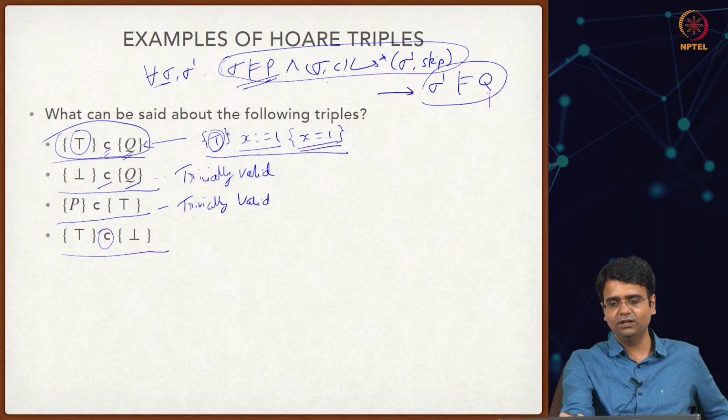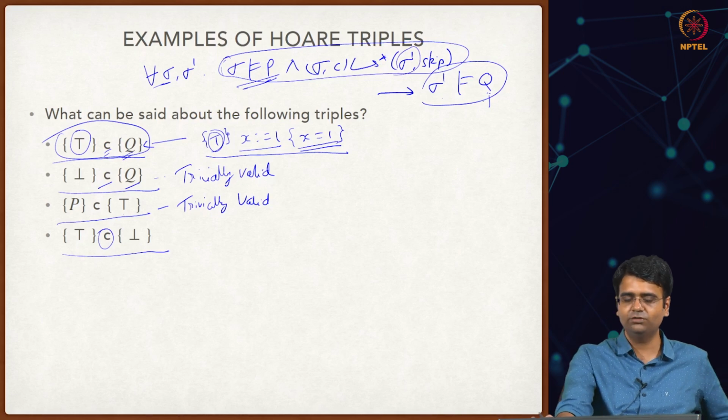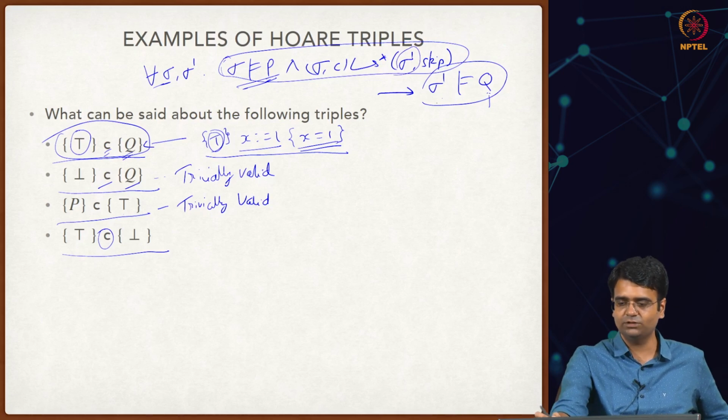So, if it is the case that the program terminates in a state sigma prime, then sigma prime should be a model of Q, but Q here is false. So, the consequent is always false. That means that if the antecedent is ever true, then this particular formula will not be valid.